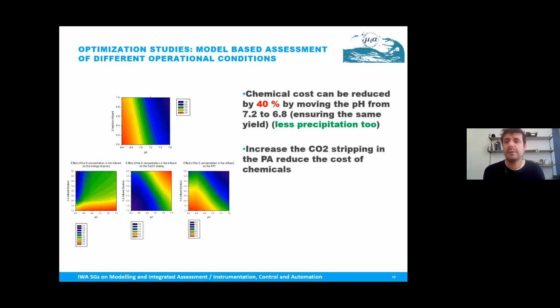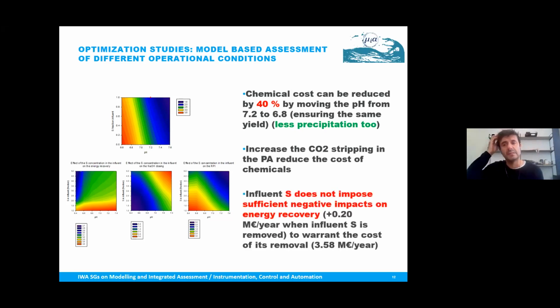That we could reduce the use of chemicals, like promoting CO2 stripping in the pre-acidification tank before the anaerobic digester. And then also, something quite interesting is that we could assess, for example, what would happen removing the sulfate before the reactor and the benefit that we could have afterwards. And what the model told us was that basically it didn't compensate the cost of treating the sulfur at the beginning for the benefit that we got afterwards.